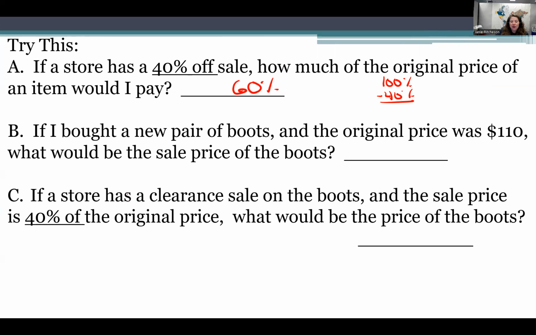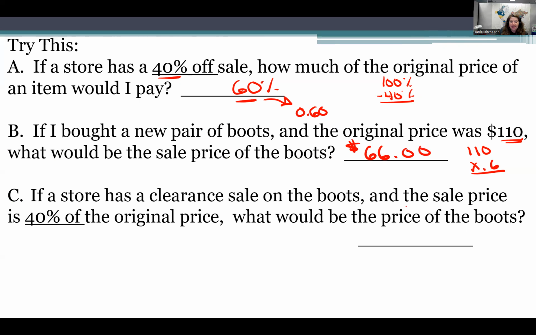If I bought a new pair of boots and the original price was $110, what would be the sale price of the boots? Well, if they're going to take 40% off, I know I'm paying 60% of 110. So I'm going to turn 60% into 0.6 or 0.60. So I'm going to multiply 110 times 0.6. 0.6 and 0.60 is the same number. And I get $66. I'm going to pay $66.